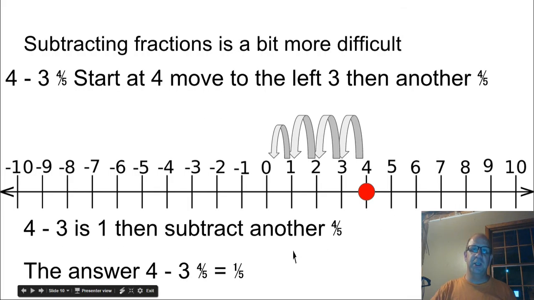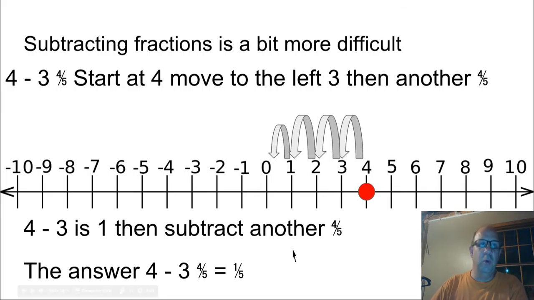Subtracting fractions is a bit more difficult. 4 minus 3 and 4/5. We start at 4, we subtract the 3, and then we subtract another 4/5, which would put us at 1/5. 4 minus 3 is 1, then subtract another 4/5, and the answer 4 minus 3 and 4/5 is 1/5.